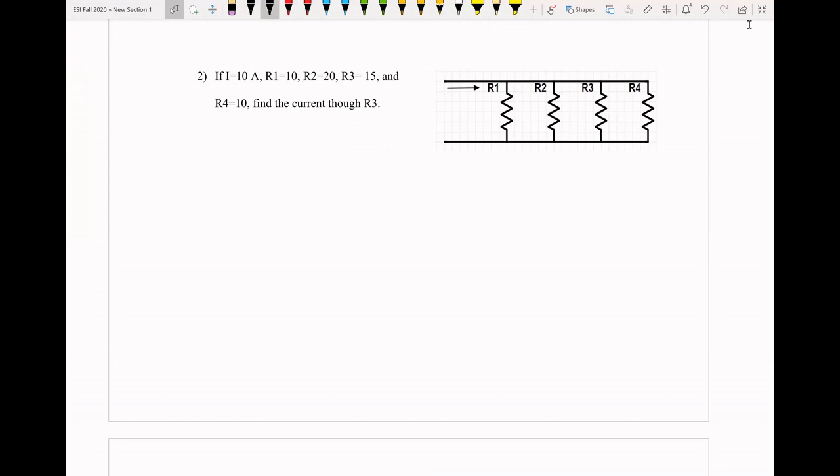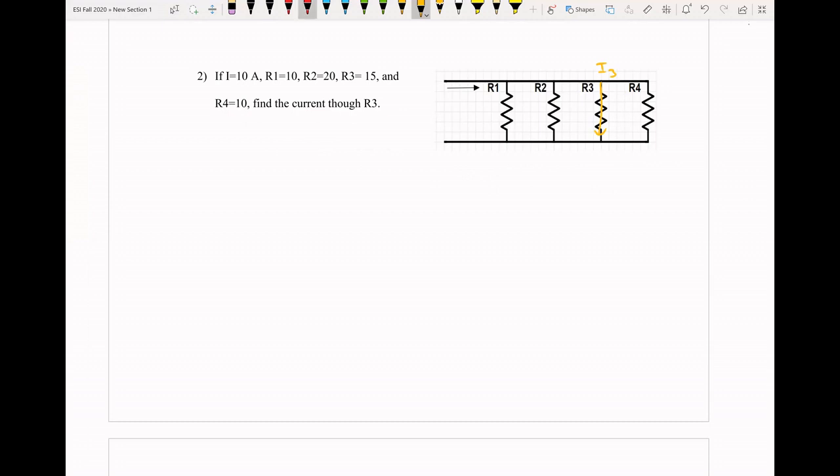All right, and let's take a look at the next problem. It gives us this circuit and asks us to determine the current through R3. The current through R3 is going to be this current here, and we'll call that one I3.